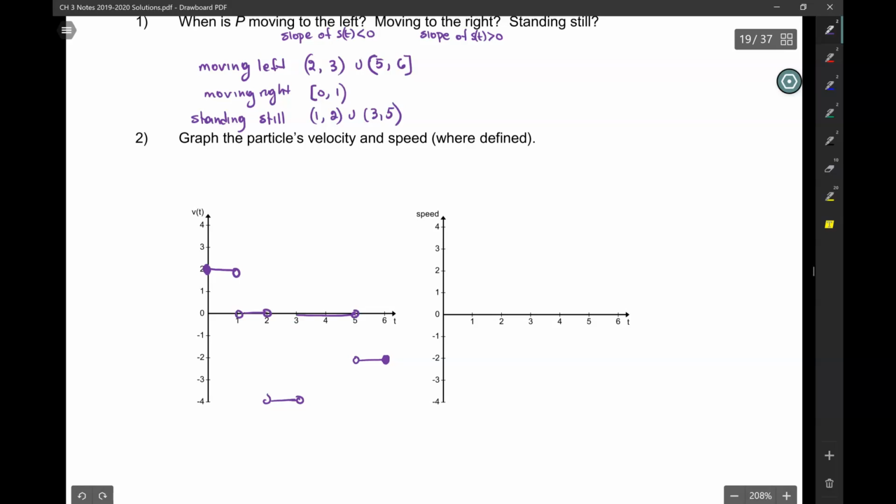Then the speed. Speed is the absolute value. So if the velocity is positive 2, the speed is also positive 2. If the velocity is 0, so is the speed. Okay, from 2 to 3, the velocity is negative 4. What's the speed? Positive 4. And then 3 to 5 is 0. And then it's positive 2. Does that make sense?